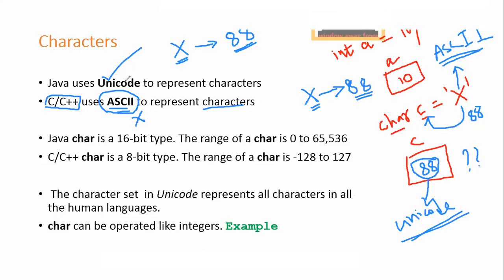You can think of it like this: UNI stands for unique. Unique code means every character will have a unique code. For example, let us pick a character called Y. This character Y has a unique code called 89.